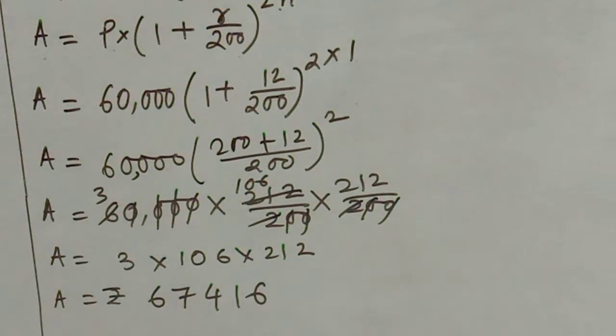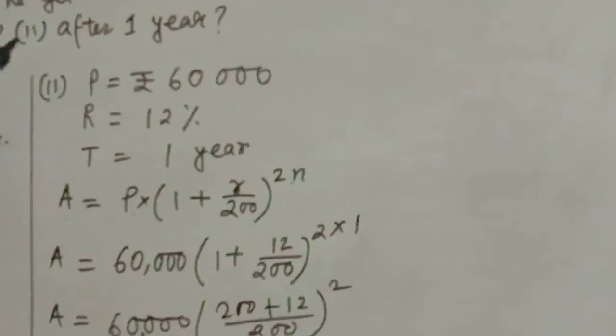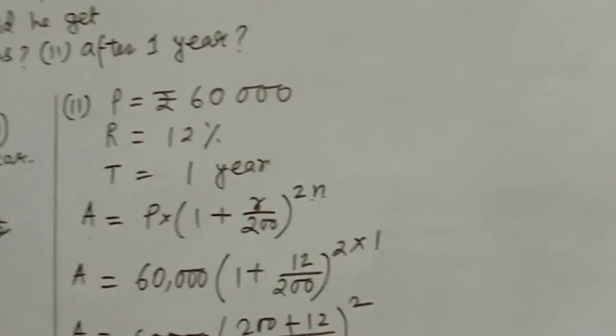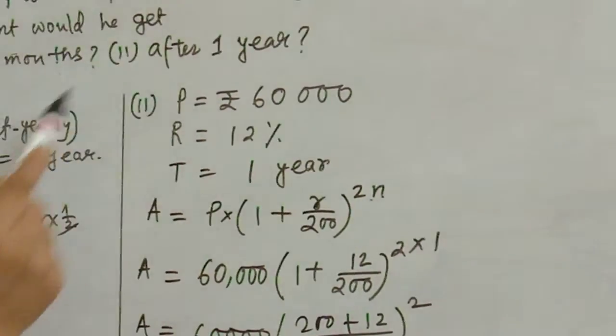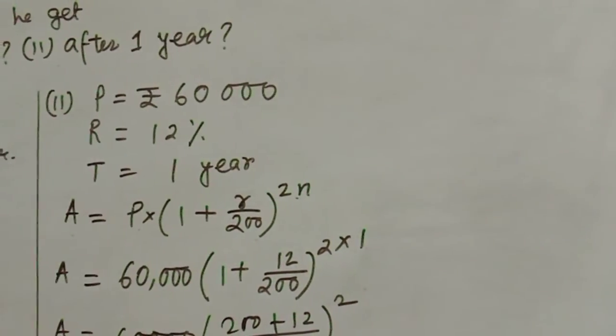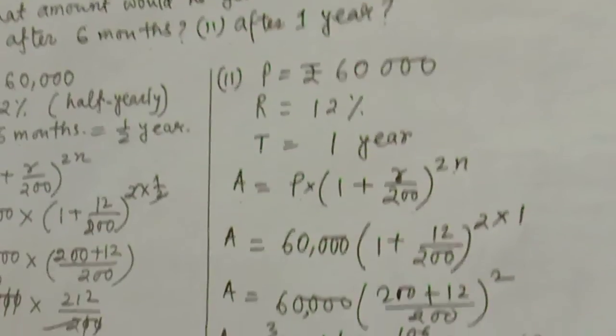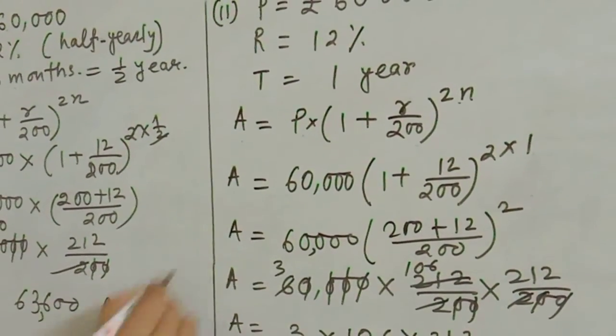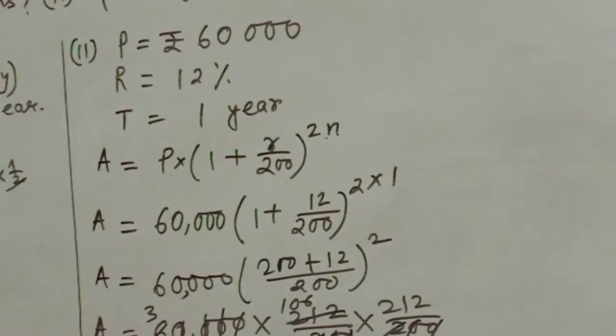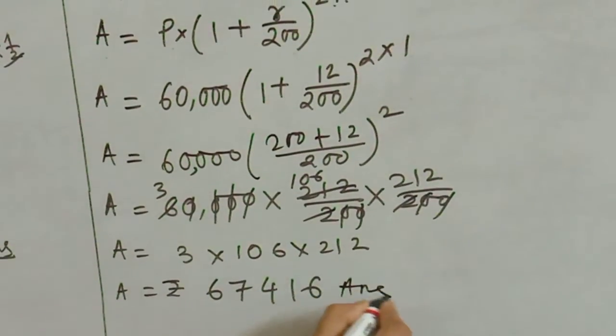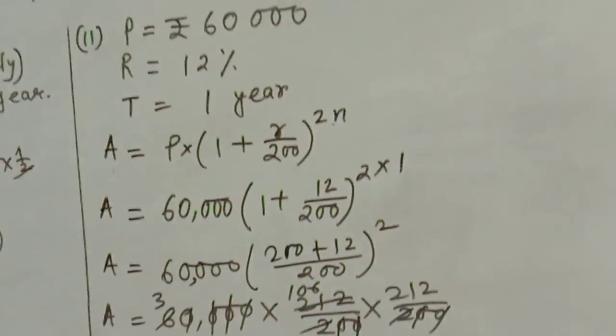So here you have to find the amount only, no need to find compound interest. What amount would he get? So in the first case after 6 months, the amount is rupees this, and in the second case after 1 year, the amount is rupees this. These two are the answer. In a separate way you have to find them out.